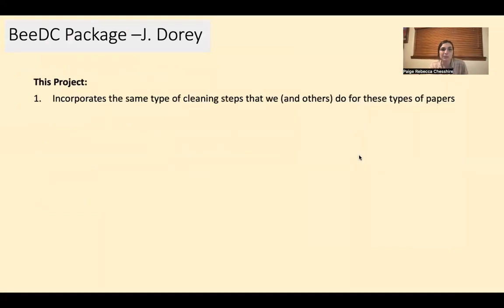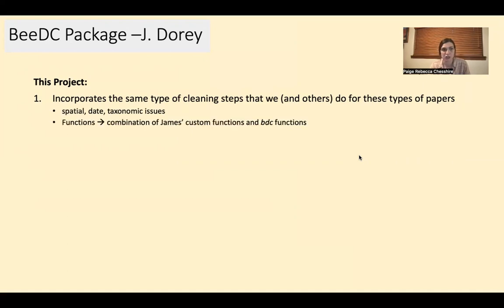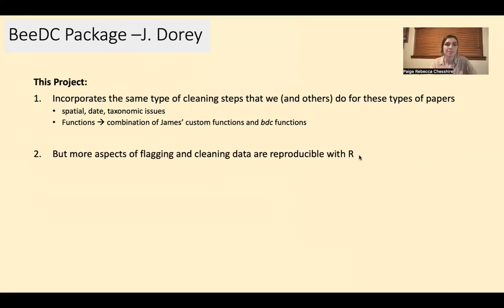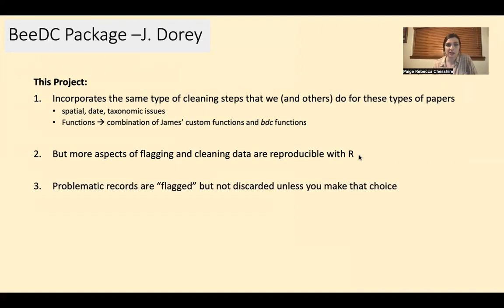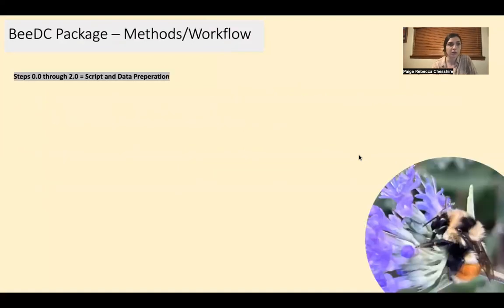And this project incorporates the same type of cleaning steps that we and others do for these types of papers, like identifying spatial, date, and taxonomic issues. And the functions that he wrote are a combination of his own work and bdc functions. But what's really unique about this package is more aspects of flagging and cleaning the data are reproducible with R, and those problematic records are flagged, but they are not discarded unless you make the choice as a user.